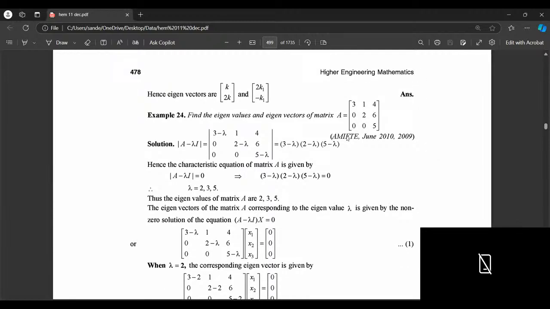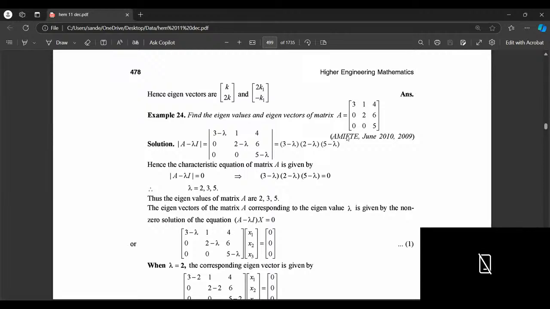So for the given matrix, we write the characteristic equation: determinant of A minus lambda I equal to 0. After expanding this determinant, A minus lambda I will be the matrix with rows (3 minus lambda, 1, 4), (0, 2 minus lambda, 6), (0, 0, 5 minus lambda).